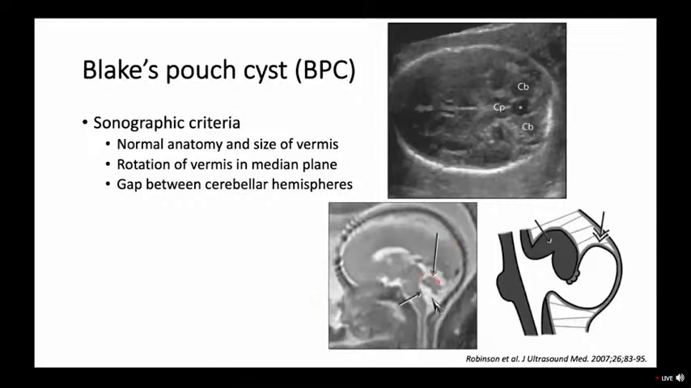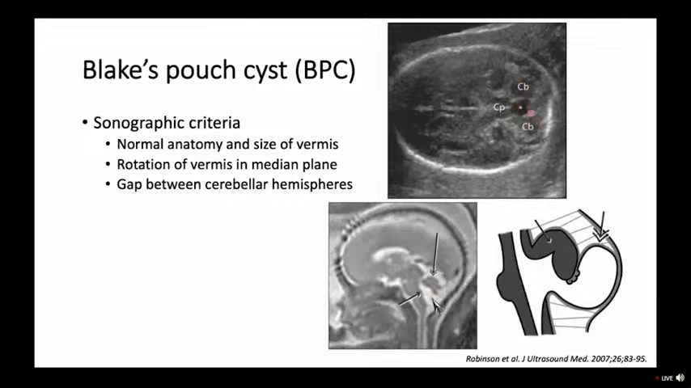And then Blake's pouch cyst, again, mid-sagittal, the posterior fossa is low in the fetus's head, not tented upwards. So that is the trick of that mid-sagittal plane. If you see a tented and elevated tentorium of the posterior fossa, think Dandy-Walker malformation. If it's low, think about Blake's pouch cyst, think about megacisterna magna, think about vermian hypoplasia. Yes, there's a little cyst here.